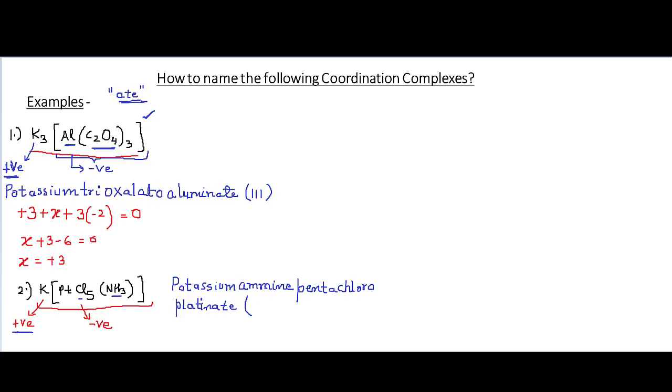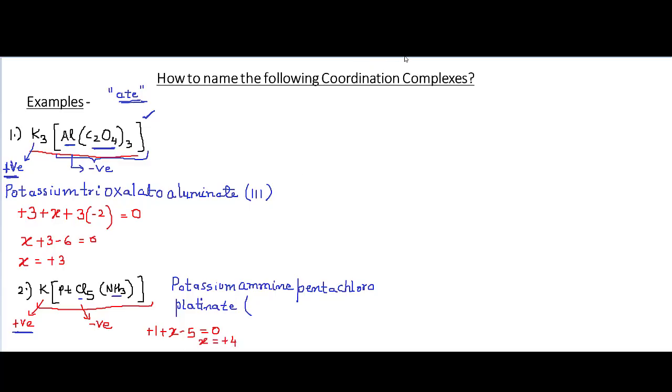So let's calculate it quickly, the oxidation state of platinum. Keeping platinum as X, we can calculate here. Potassium will be +1, plus X, plus 5 chlorine ions. Chlorine contains -1 charge, so 5 chlorine ions will be -5. Amine has no charge, so it will become 0, equal to 0. So X is equal to +4.